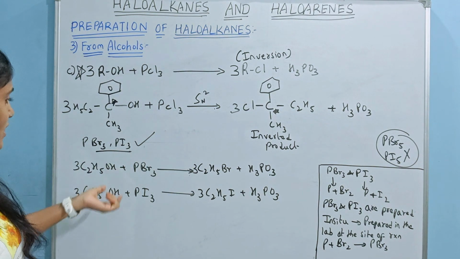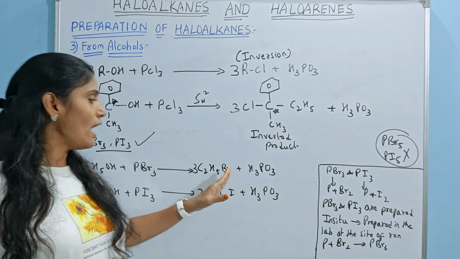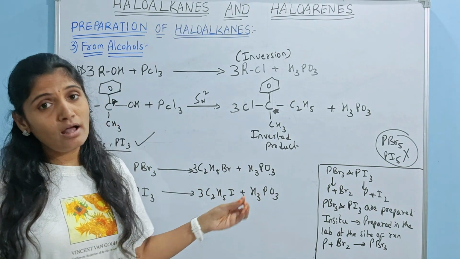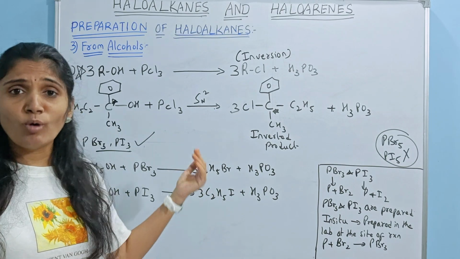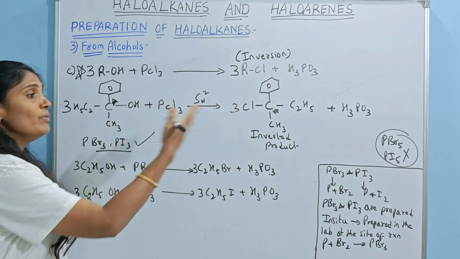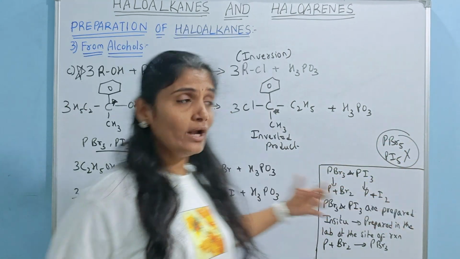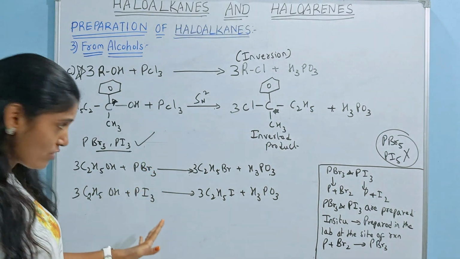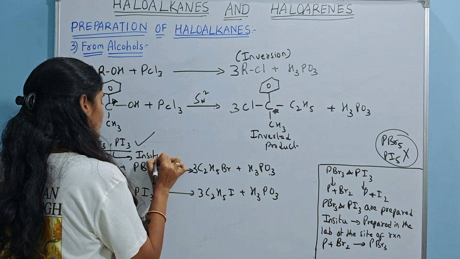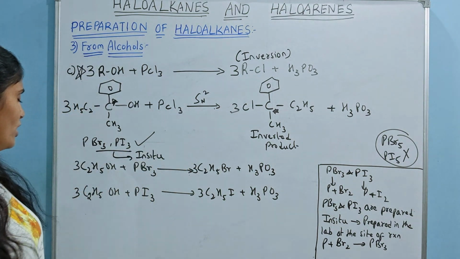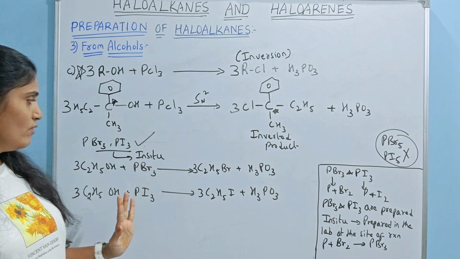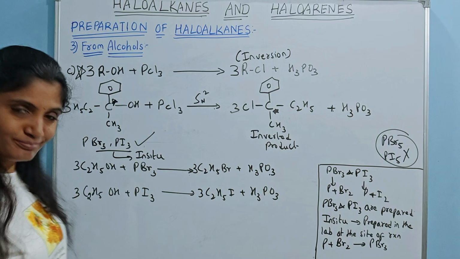PBr3 and PI3 will react and give C2H5Br and C2H5I. So if you want to prepare haloalkanes, bromoalkanes and iodoalkanes, you can definitely make them. Instead of taking PBr5 and PI5, which is not possible, you can take PBr3 and PI3 and do the reaction. But see that they are prepared in situ at the site of the reaction so that you can use them immediately and they can give you your desired products.